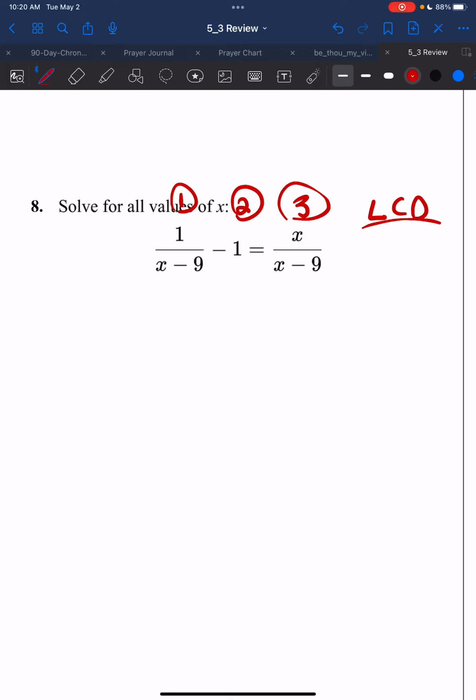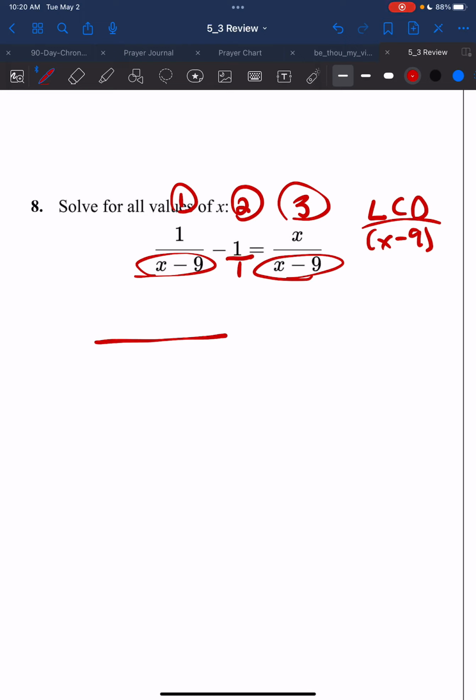Okay. And right here, this 1 can be written over 1. So my least common denominator, I've got x minus 9 twice, and I've got nothing here. So it's just going to be x minus 9. And really, all you're doing when you're doing these is multiplying everything by x minus 9 on top. Okay.